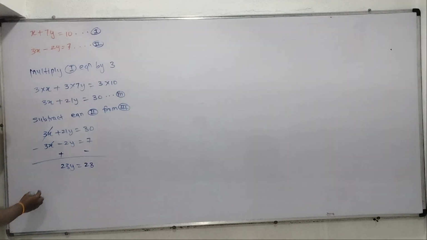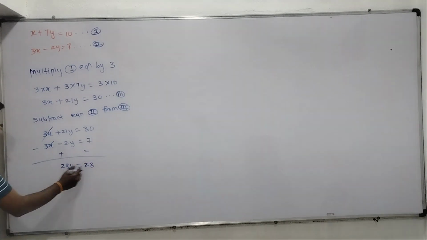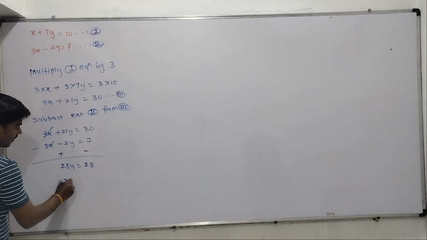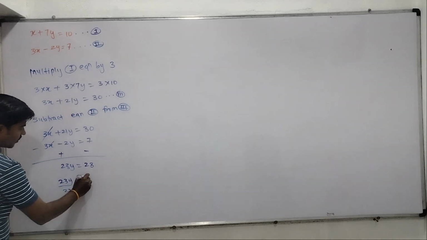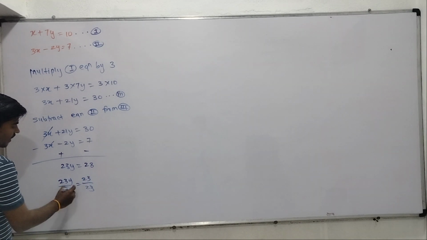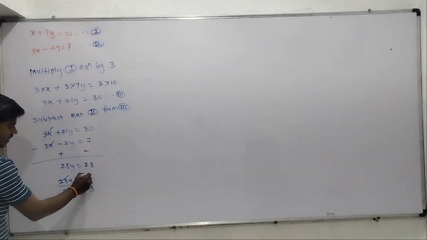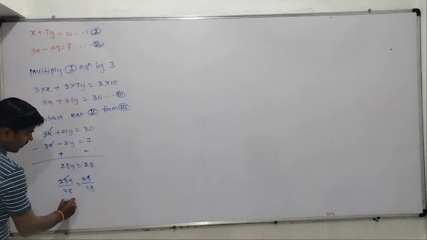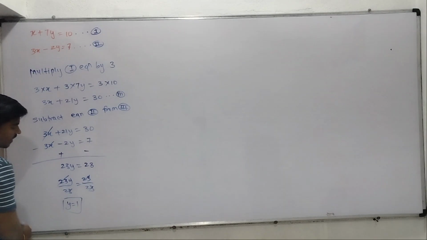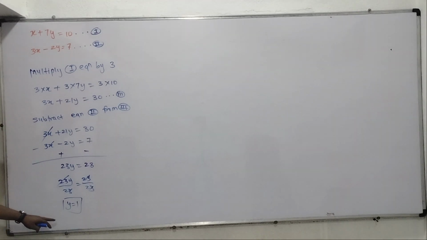So here we are going to divide both sides by 23. 23y upon 23 is equal to 23 upon 23. Here 23 will be cancelled, here 23 will be cancelled. y will be 1. So here we get the value of one variable.